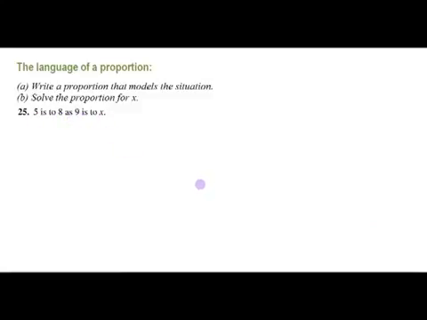Here we'll write a proportion that models a situation. So the way we'll write this is 5 is to 8 as 9 is to x. The first number that is mentioned is the numerator, the second one the denominator. As is going to be our equals. 9 is the first number mentioned, so it's the numerator, and x is the second number mentioned, so it's the denominator.